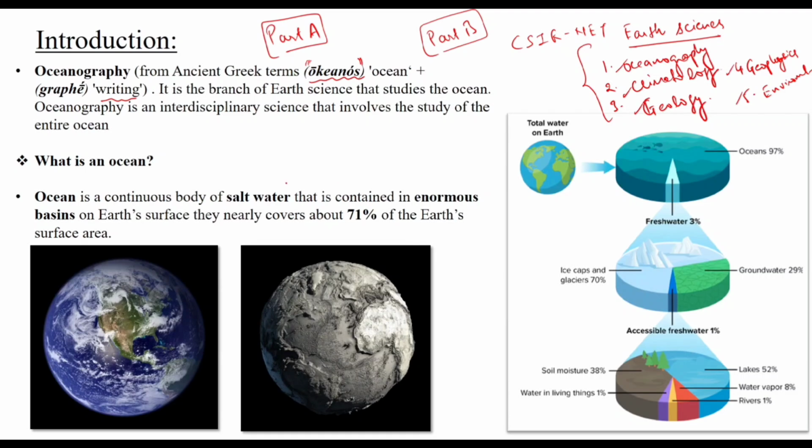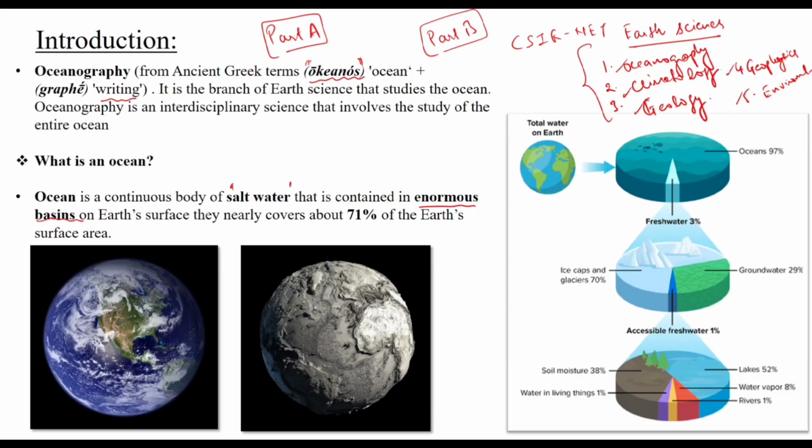Okay, so the ocean is a continuous body of salt water. We know that the ocean contains a lot of salts dissolved in it, contained in enormous basins. In sedimentology, we usually study different basins. Oceans are a kind of basin, because basins are the places where accumulation of sediments or water can take place. Small basins we can see over the continents also, in the form of lakes, in the form of big depressions where sediments are accumulated.